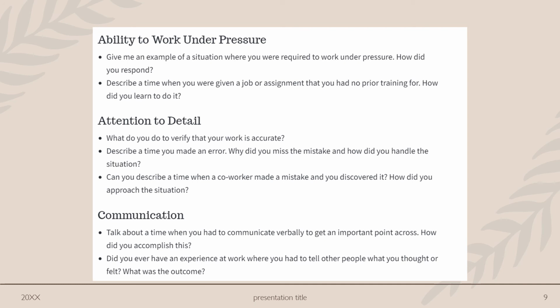Communication. Talk about a time when you had to contribute verbally to get an important point across. How did you accomplish this? Did you ever have an experience at work where you had to tell other people what you thought or how you felt, and what was that outcome? Can you see here these examples and how you could use those in your real work interview?